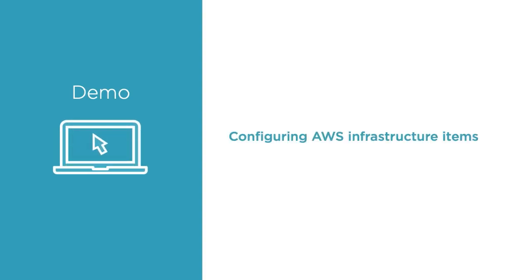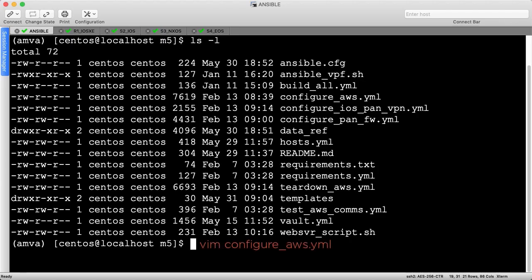Our project is broken into 3 separate playbooks. First, let's configure the underlying AWS infrastructure to support our hybrid cloud deployment. The first playbook we'll review is named configure.aws.yaml, which builds our cloud infrastructure.